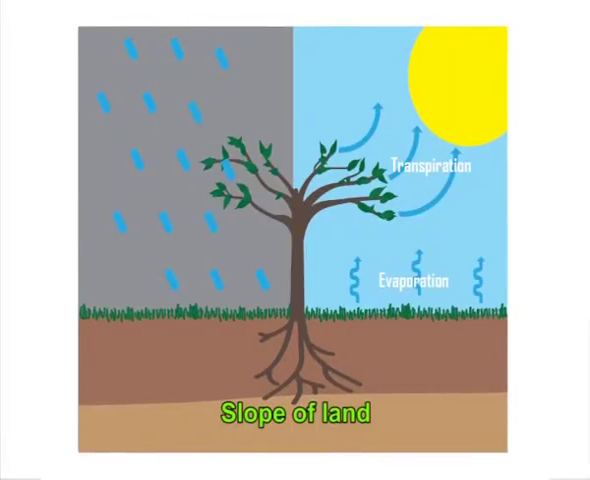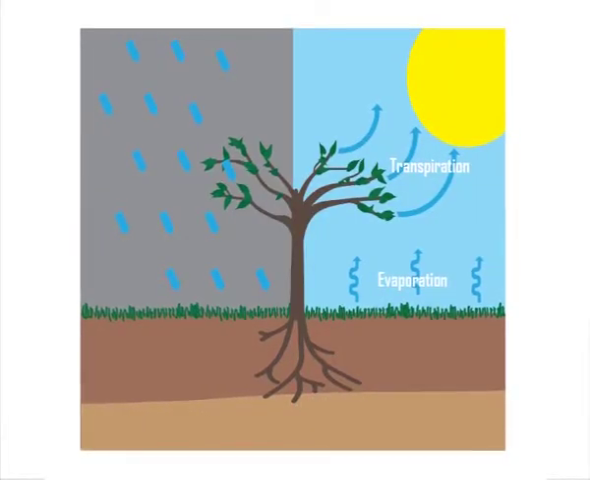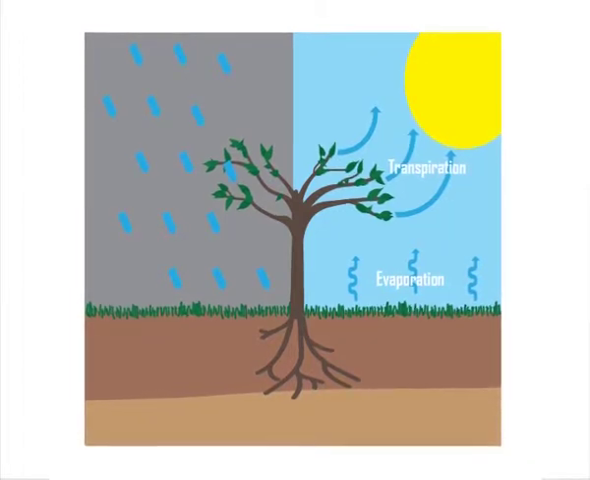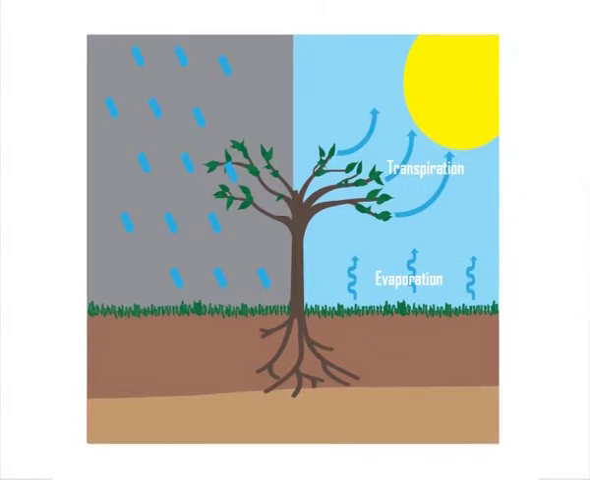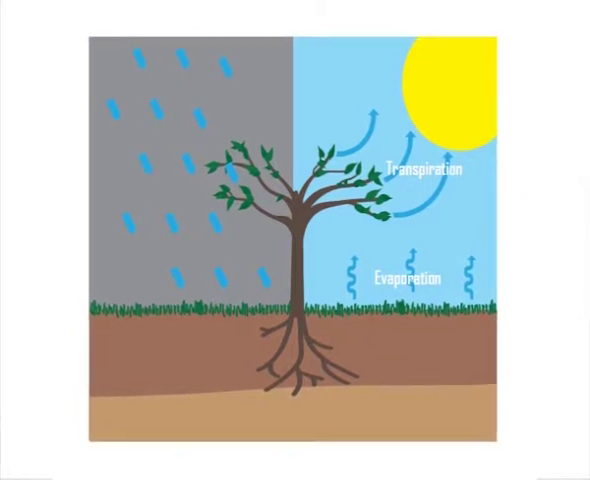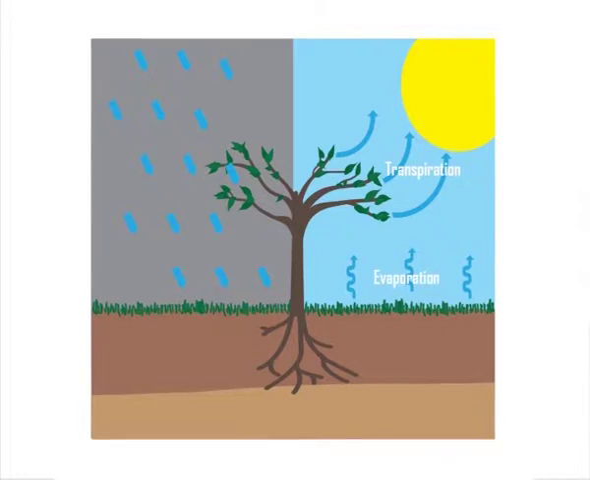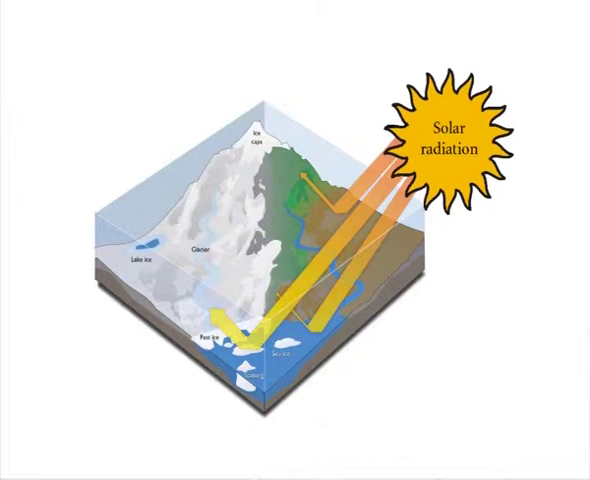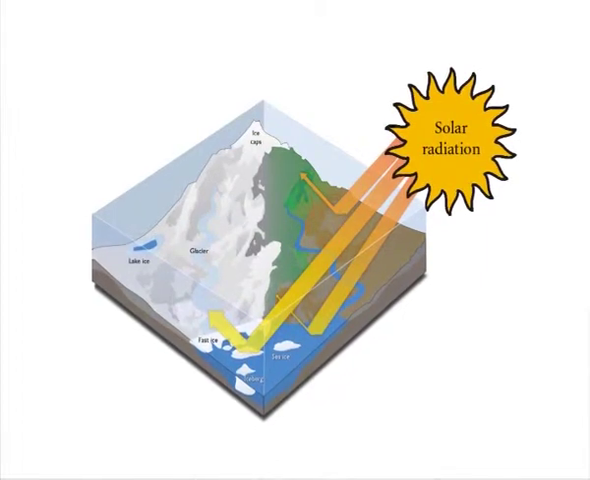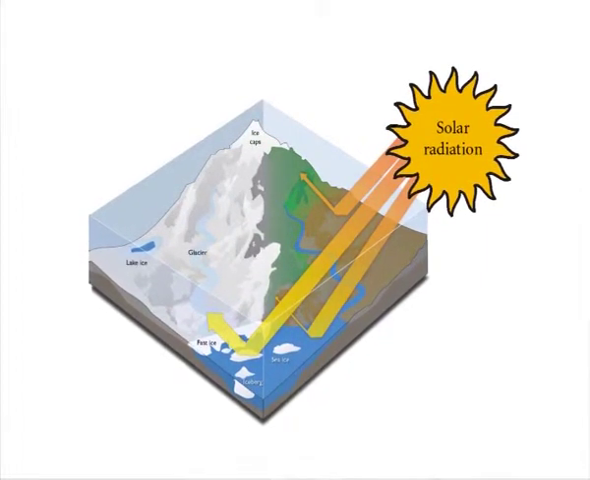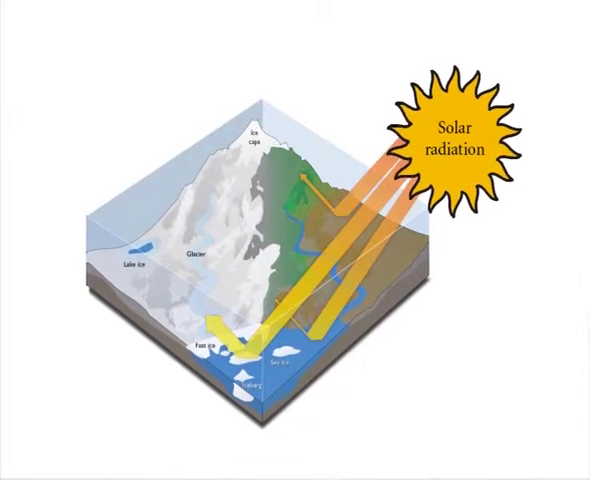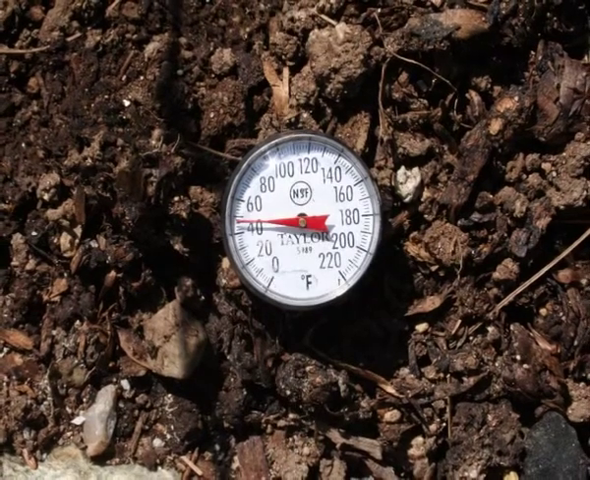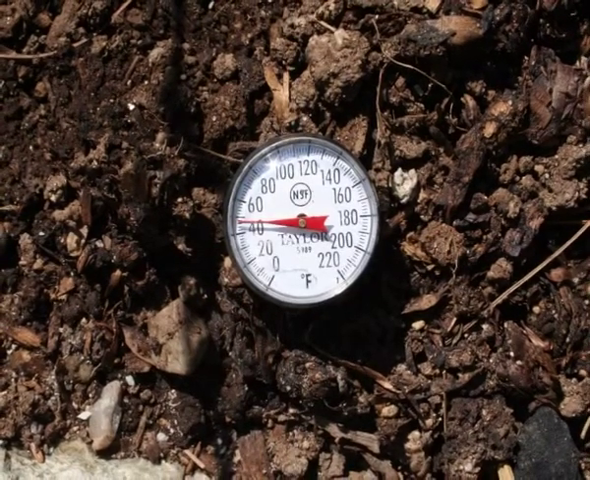Slope of land. Solar radiation that reaches the land surface at an angle is scattered over a wider area than the same amount of solar radiation reaching the surface of the land at right angles. Therefore, the amount of solar radiation reaching per unit area of the land surface decreases as the slope of the land increases. Season. Soil temperature varies with different seasons.